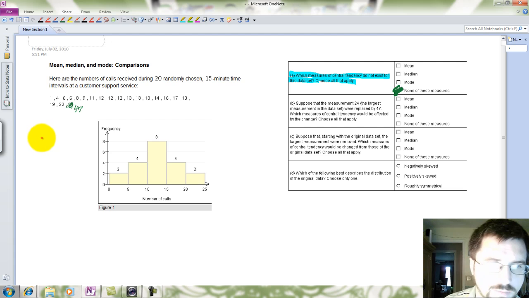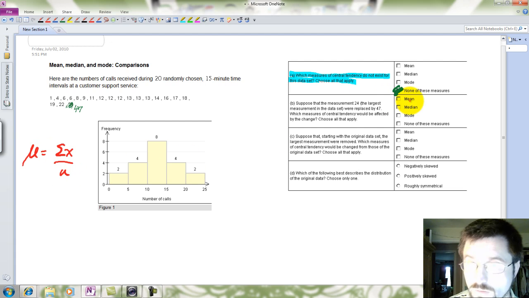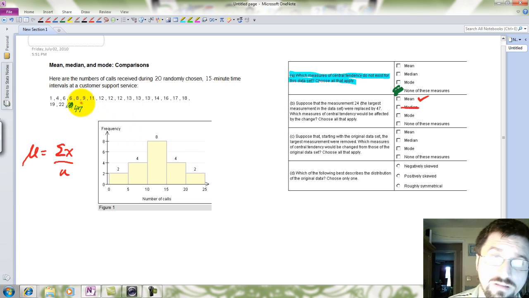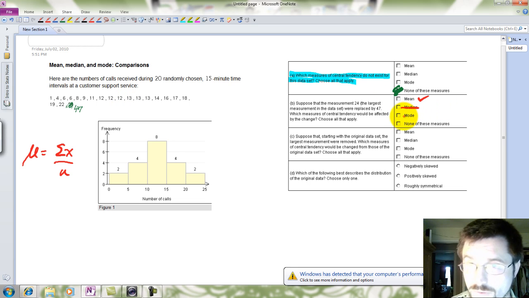Okay. If you change one of the numbers, isn't it true you change the sum of the numbers? So yeah, this one would undergo a change. The mean would change. What about the median? If we change the highest number, will the middle numbers change? No, they will not. What about the mode? If we change the highest number, will the most frequently occurring number or numbers change? Not unless the highest number is the most frequently occurring. And it is not, so the mode, no. So right here, we check off the mean.